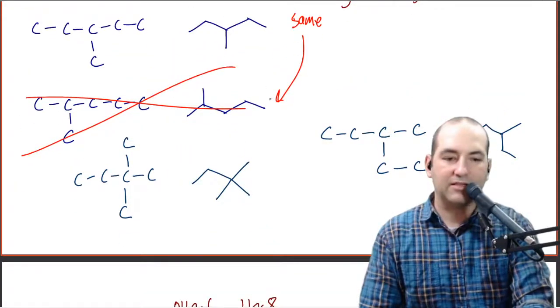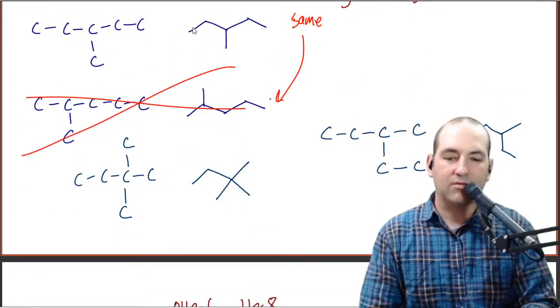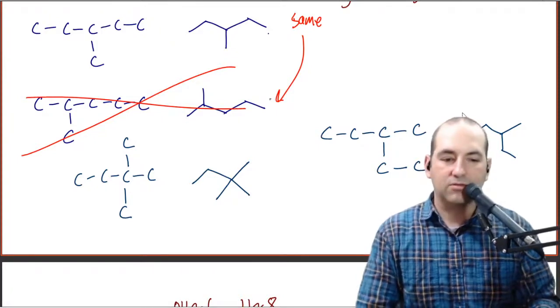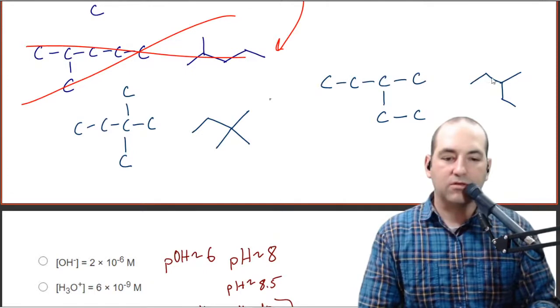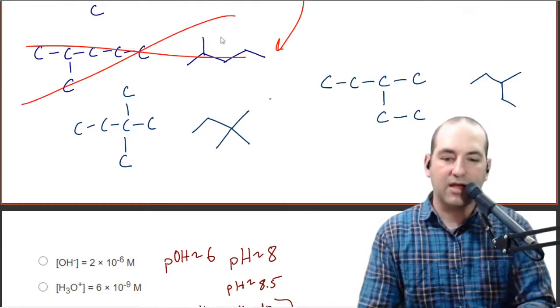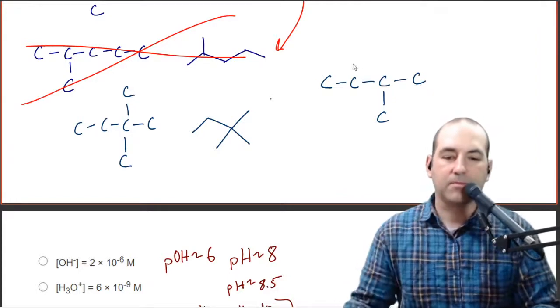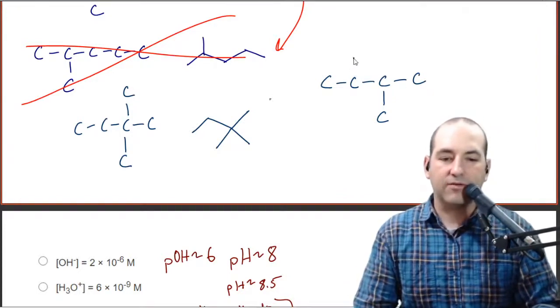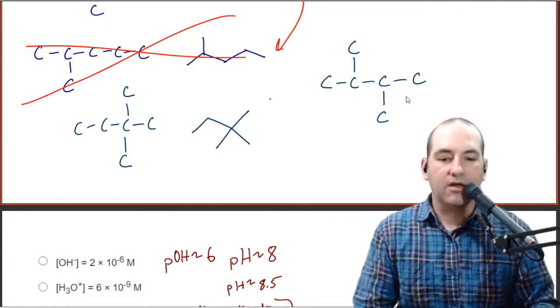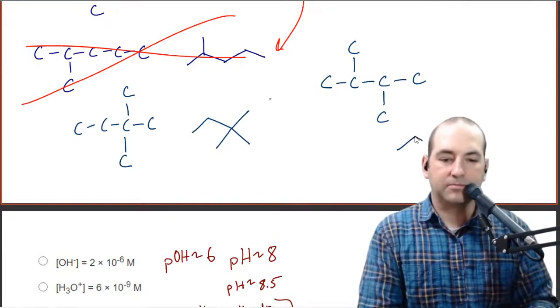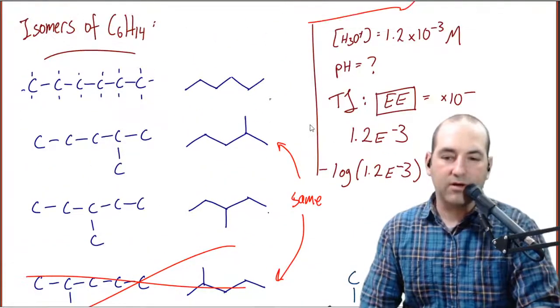But guess what? That's the same as this one, right? 5 carbons, 1, 2, 3, 4, 5, with 1 more coming off of the middle of the third one in. Move this up a little bit. 1, 2, 3, 4, 5, with 1 coming off the middle one. So that one is also the same. So that didn't work. The way to find the last one is if we move that extra carbon over here. That now becomes a new one. It looks like that. And those are the 5 isomers of C6H14.